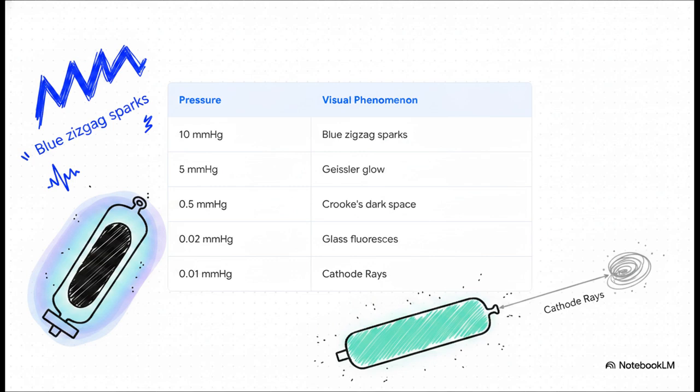Down at 0.5, a mysterious dark void called Crookes dark space appears. At 0.02, that dark space fills the entire tube. The gas totally stops glowing, and the glass walls themselves begin to powerfully fluoresce. Finally, at 0.01 millimeters of mercury, the tube goes visually dark inside. But, and here's the kicker, an invisible stream of energy is rocketing across it. Cathode rays are born. So what exactly is happening at this stage?